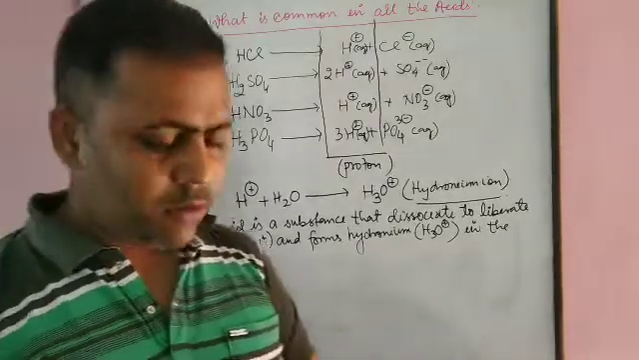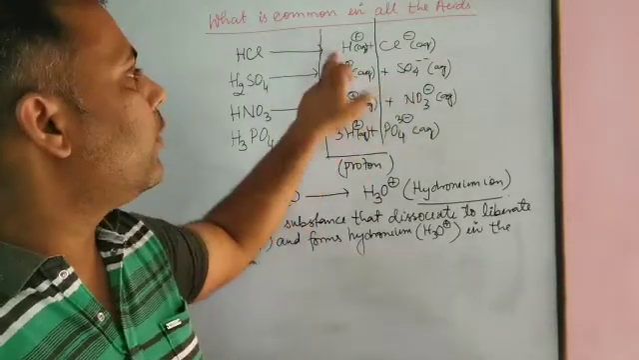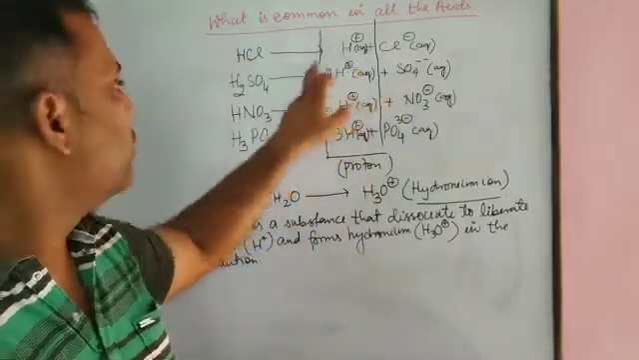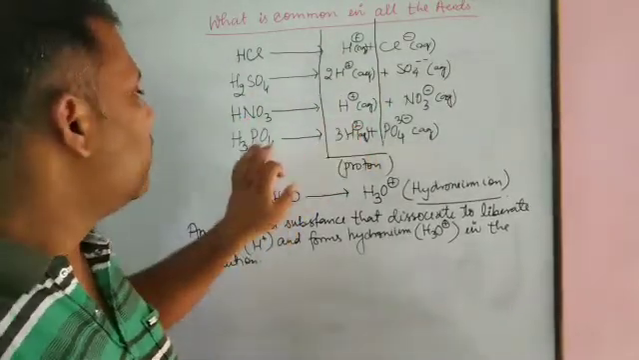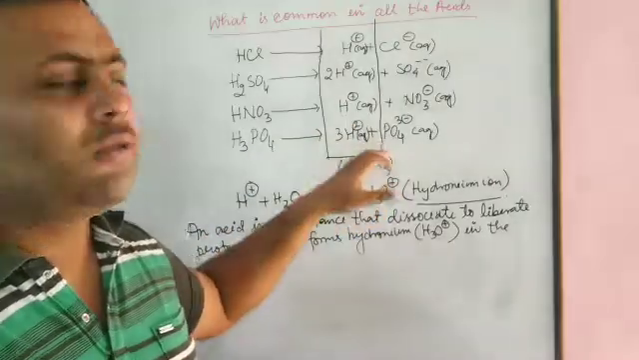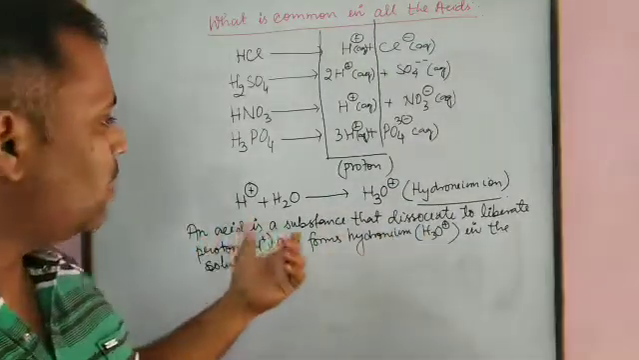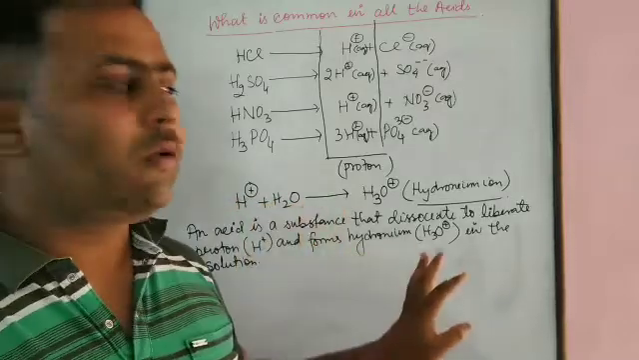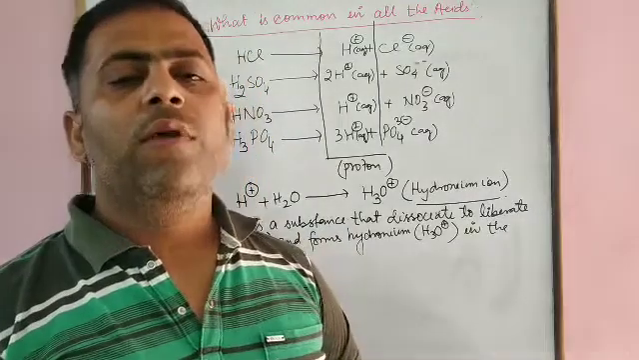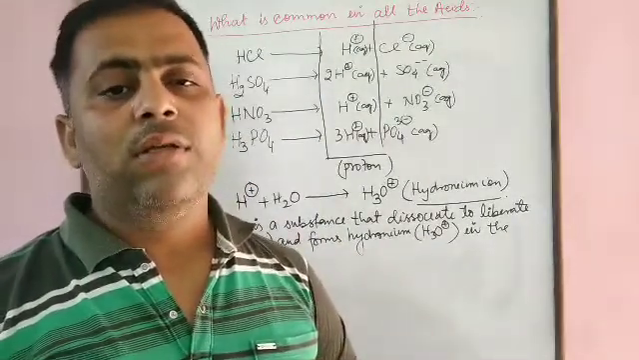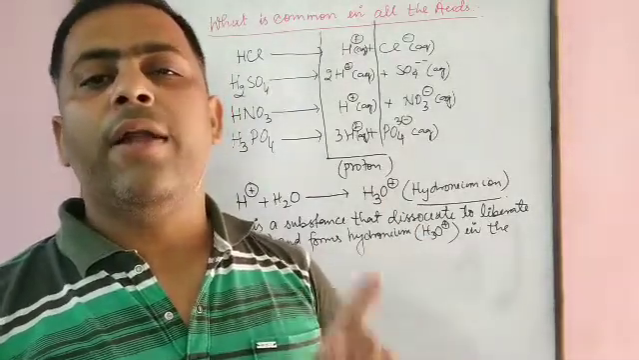What we have discussed is common in all the acids. They dissociate to liberate protons. See here, HCl dissociates to form H plus. H2SO4 dissociates to form H plus. HNO3 dissociates to form H plus. Phosphoric acid dissociates to form H plus. All acids will dissociate to give protons, and that proton will react with a water molecule to form hydronium ion. Then we have concluded that an acid is a substance that dissociates to produce protons that will react with water to form hydronium ion.